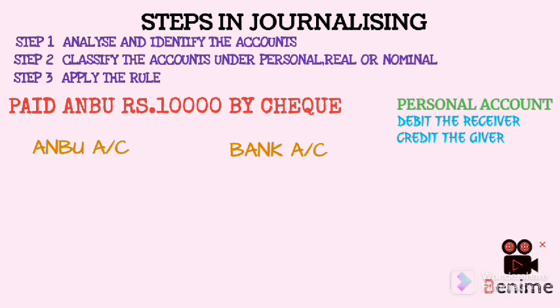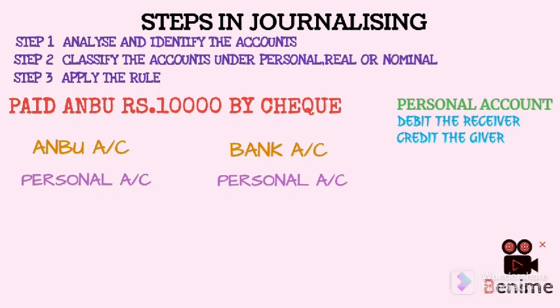Our second step is to classify the accounts as personal, real or nominal. Here, as we know, Anbu is a person, so he comes under personal account. And bank is referred to as an artificial person, so it is also under personal account. Next, the third step is to apply the rule. In personal account, debit the receiver, credit the giver.